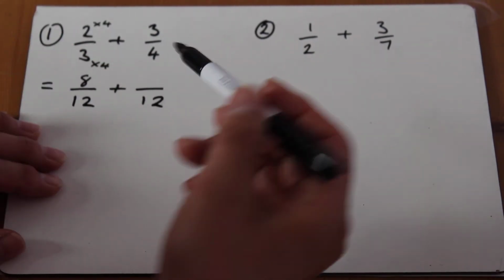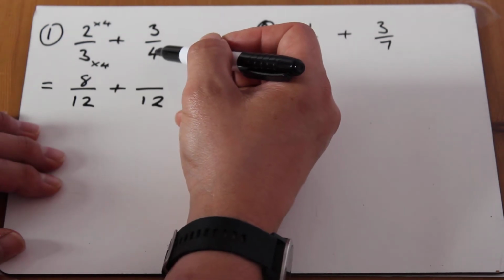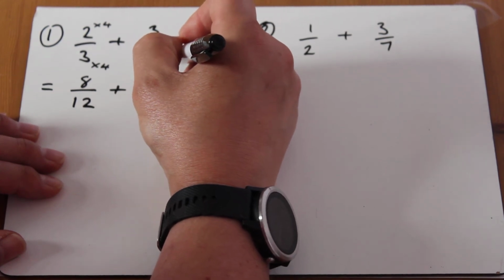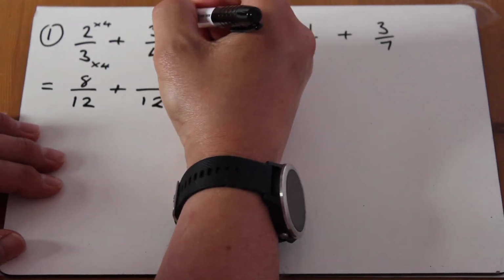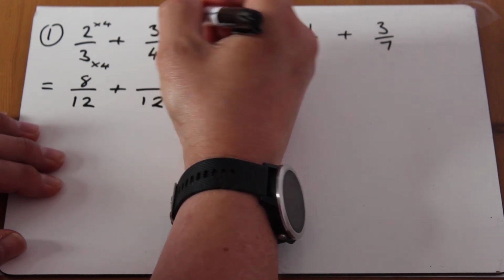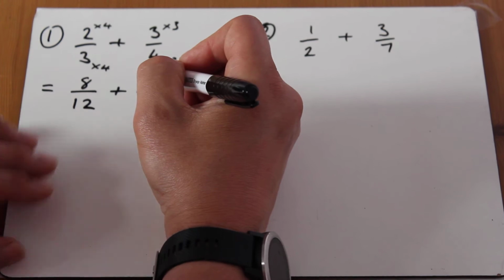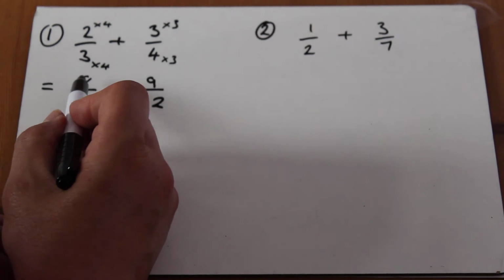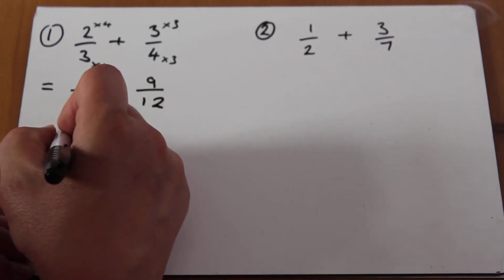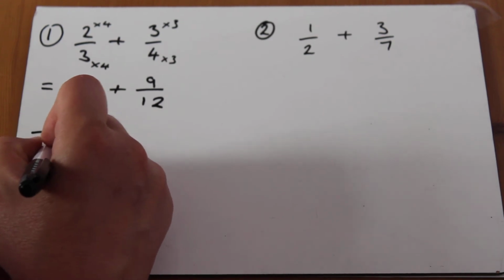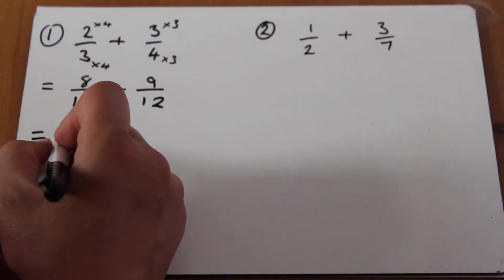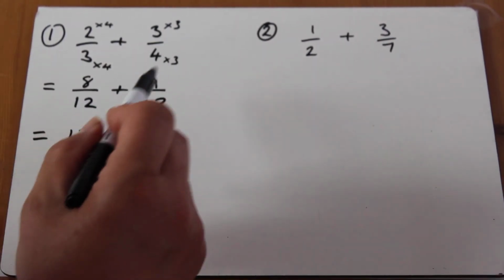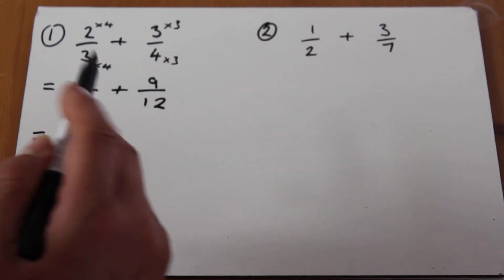Okay, then I do exactly the same here. What do I multiply 4 by to give us 12? The answer is 3. So I write a times 3 there, which means I need to multiply that by 3 as well. So that gives me 9. So now when I come to do this, this is the important part. I add the numerators together. So 8 add 9 is 17. And my denominator stays as 12. I do not add those together. That stays as 12.